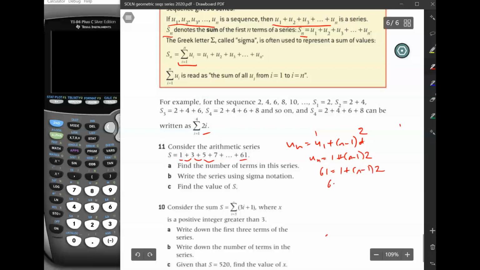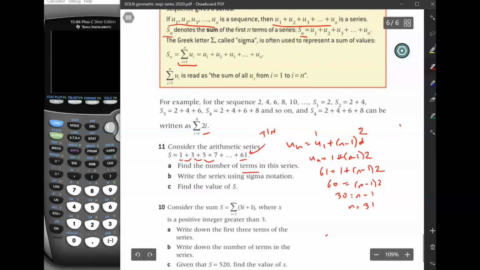Subtract 1 from both sides, we get 60 equals n minus 1 times 2. Divide both sides by 2, we get 30 equals n minus 1. So n is equal to 31. So this is the 31st term. Okay? So the answer to this is 31.